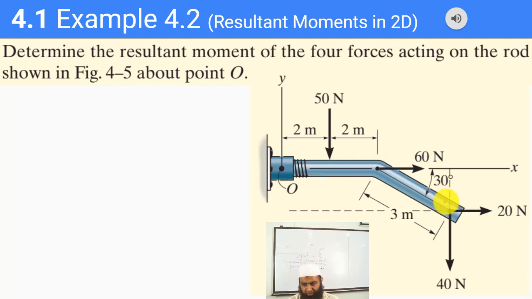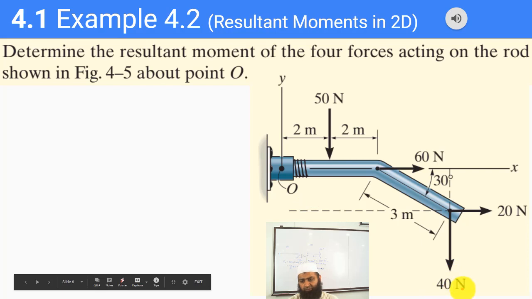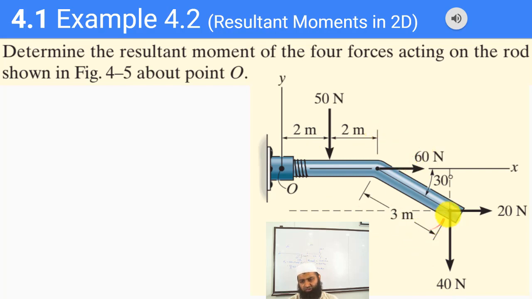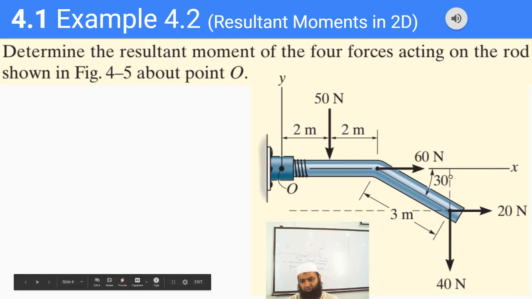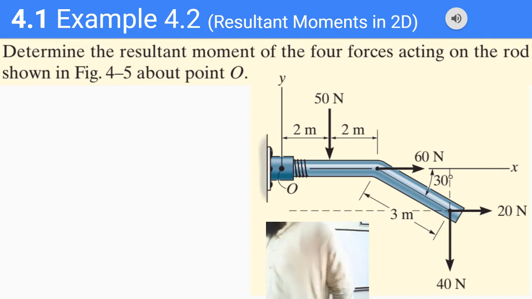Next up we look at this 20 Newton force, and the perpendicular distance of this 20 Newton force is just this distance here, and this distance is going to be equal to 3 times sine of 30 degrees, because the length is 3. And the fourth force, which is 40 Newton force, would have a perpendicular distance which is equal to 2 plus 2 plus 3 times cos of 30 degrees. And so this would produce a counterclockwise moment, but this would produce a clockwise moment. So let me just write it down on the board.